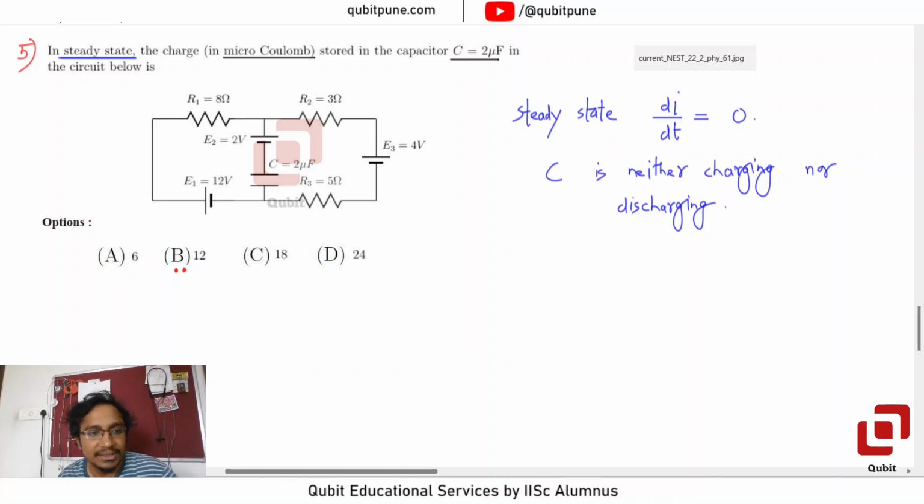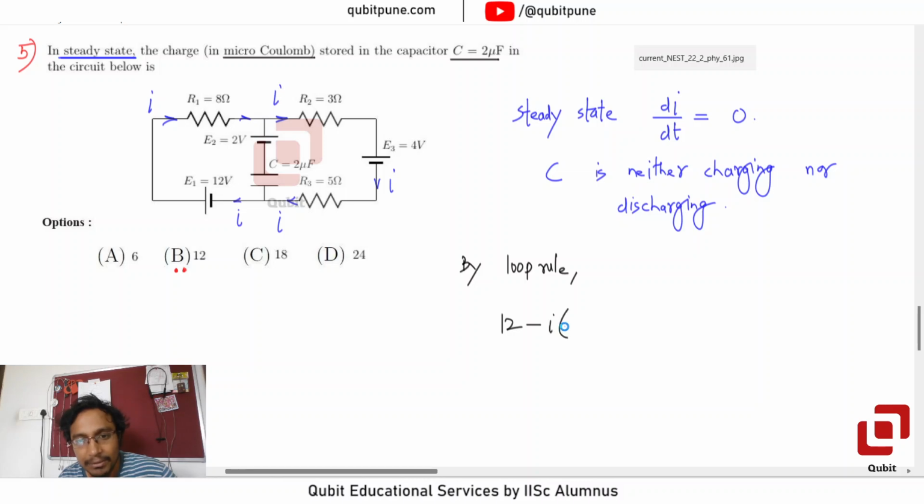So under steady state, we can happily assume the current to be flowing like this. This is an open circuit now, because the capacitor is open. I'm deliberately showing it at many places to emphasize that this branch doesn't have any current. Now we can find the current by applying the loop rule. Let us start with the battery of 12 volts. Positive 12 minus 8 I.